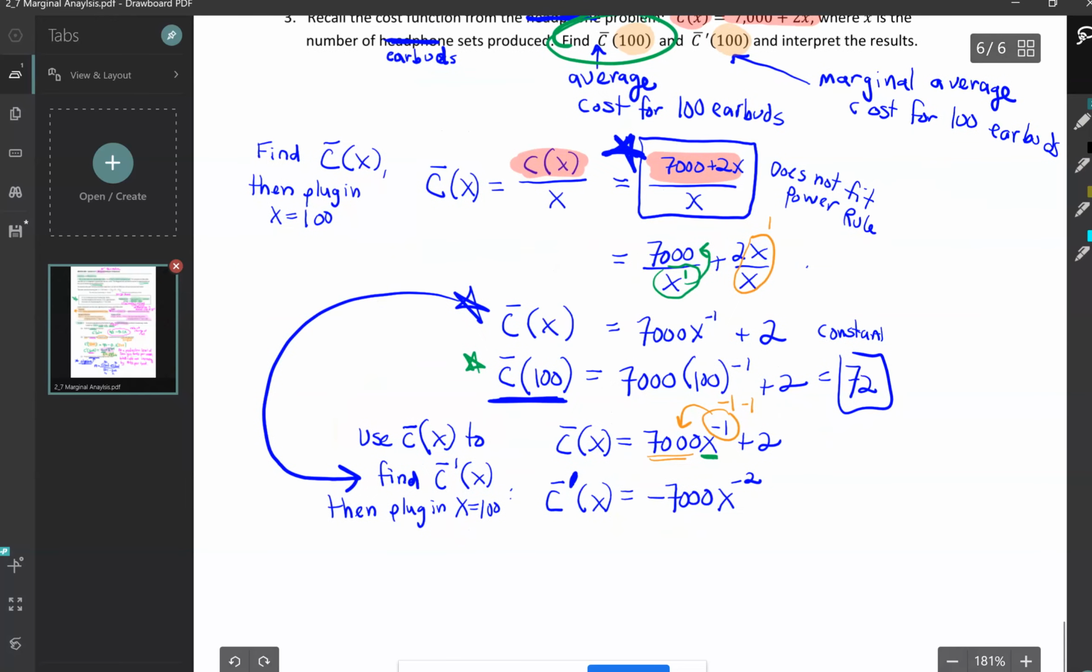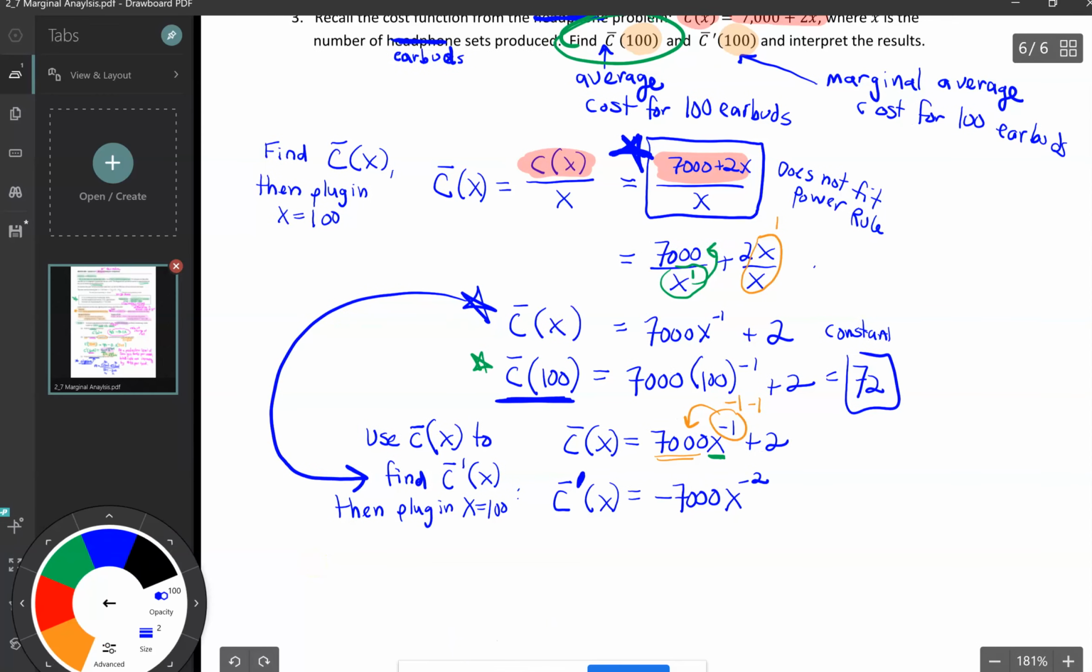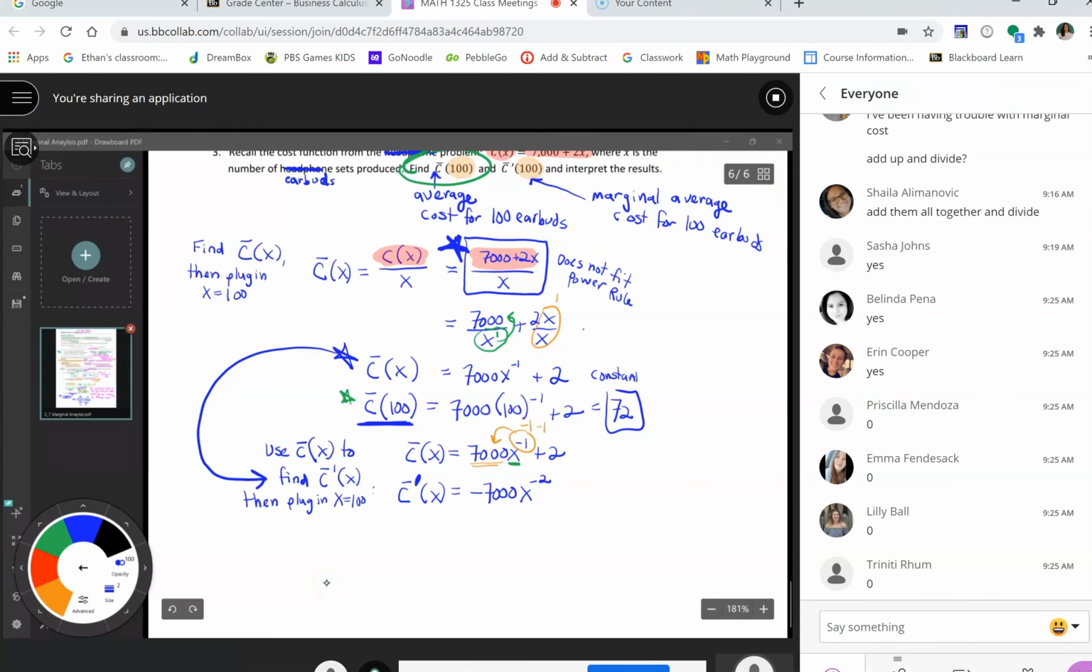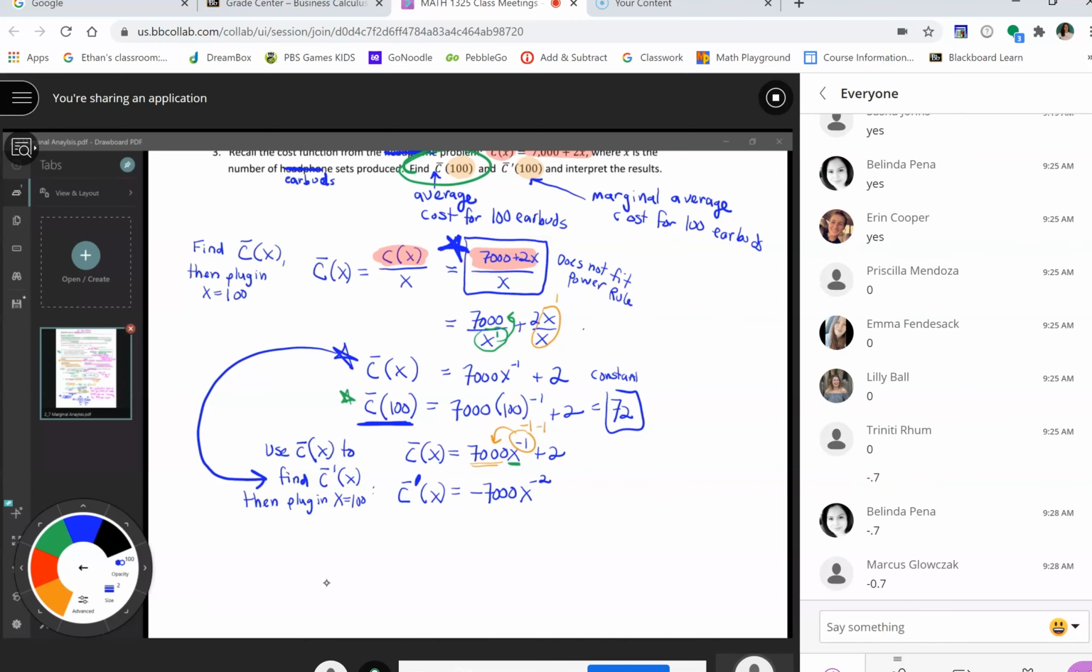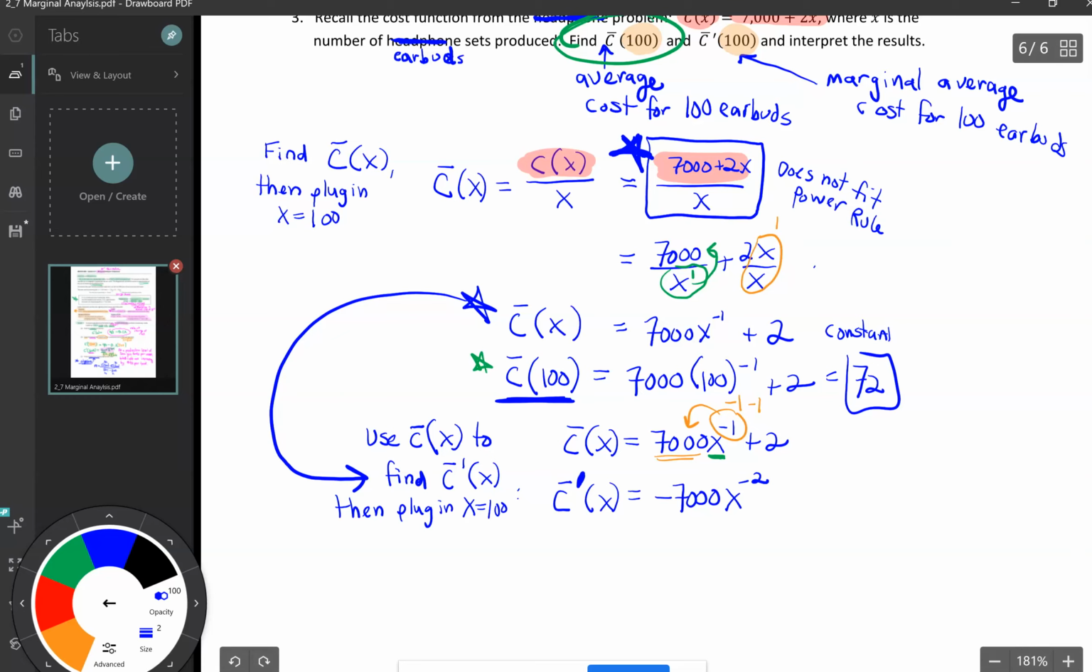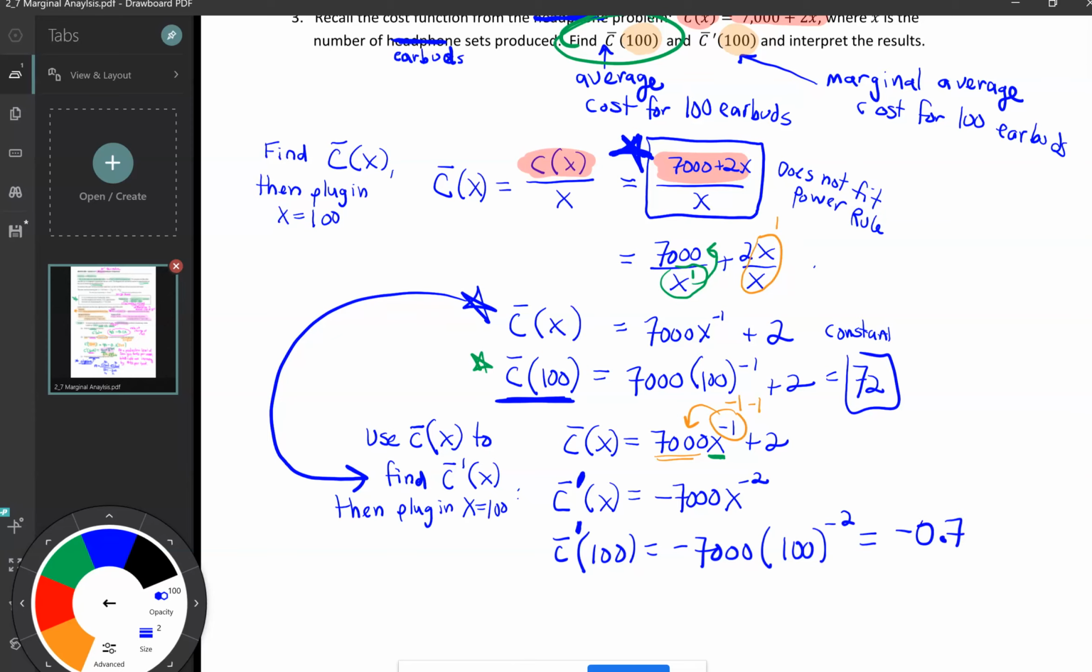Has anyone gotten an answer for that? Negative 0.7, cool. There's a consensus among 3 people, so I'm going to assume it's right. Okay, so when we put 100 into this formula, it looks like we're getting negative 0.7. Okay, so now we're going to interpret all this, because interpretations are weighted very heavily in this class.